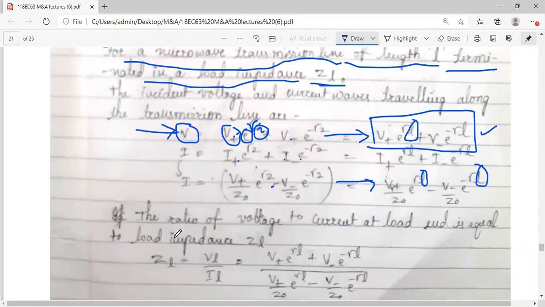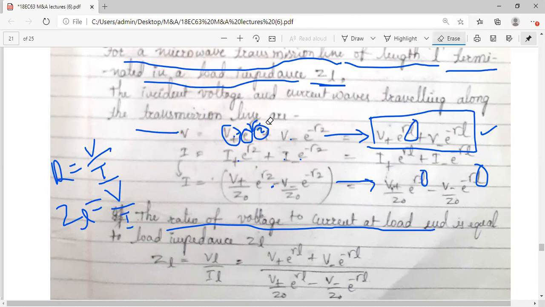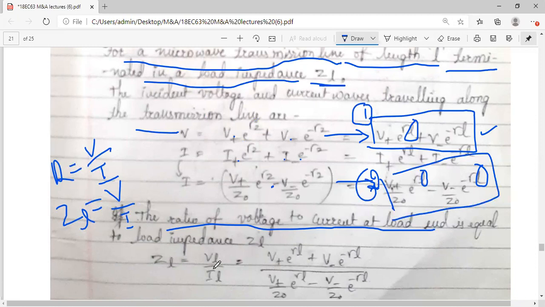Now let us take the ratio of voltage to current at the load end, that is V by I. You know this: from Ohm's law, V equals IR, so R is V by I. At the load end, R becomes ZL. ZL is equal to V by I. So let us take the ratio of these two modified equations. This is your first equation for V, and this is your second equation for I. Let us take the ratio of equation 1 by 2.